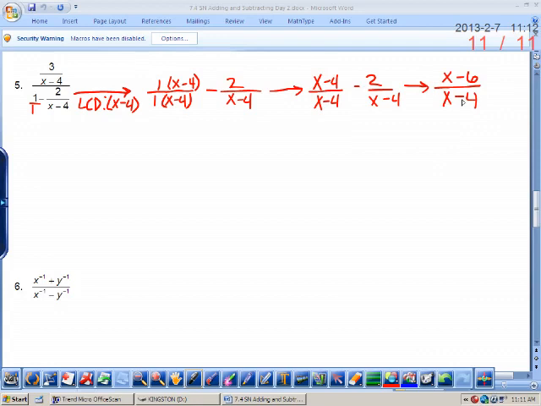Any other questions on that part? Wouldn't it be 2x? No, because it's x minus 4 minus 2.